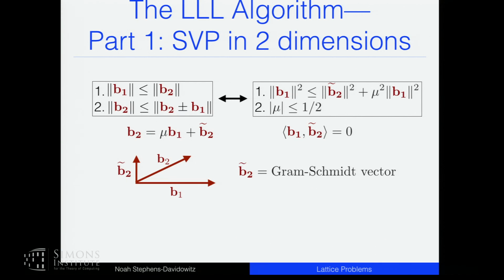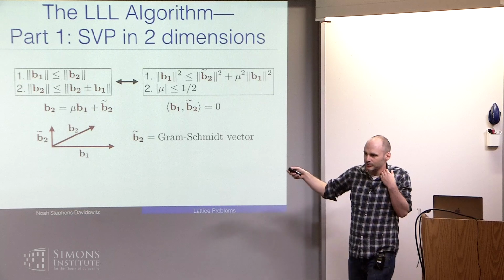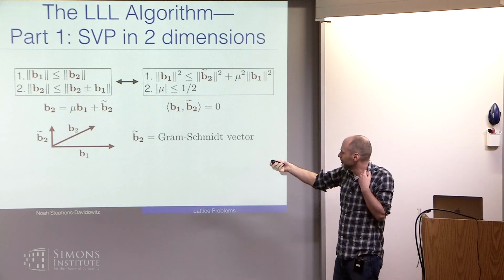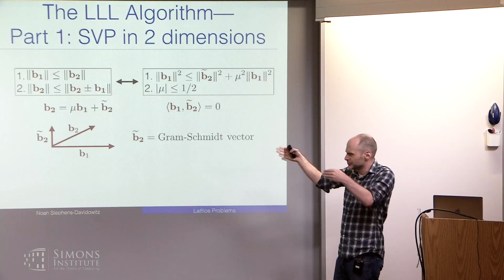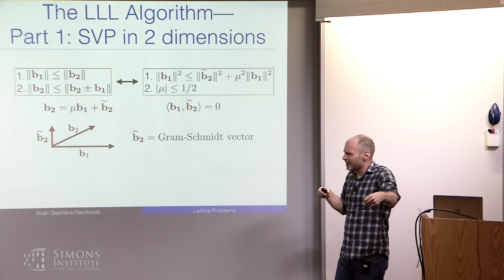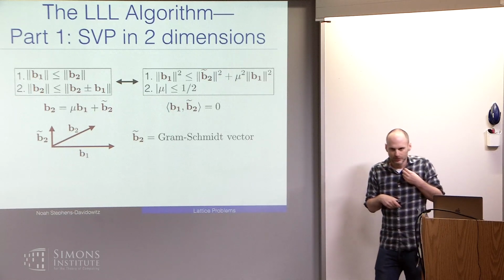So I could rewrite these conditions just in terms of this. If I have mu to be my component in the B1 direction, or the multiple that I have to add on B1, and I have my B2 tilde, then I can write the length of B2 squared as norm of B2 tilde squared plus mu squared times norm of B1 squared, right? This is just Pythagoras. So this condition becomes this condition. And this condition just becomes that mu should be in absolute value at most a half, right? Because if mu is larger than a half, then I can subtract. If mu is less than minus a half, then I can add, and I'll make the vector shorter, right?